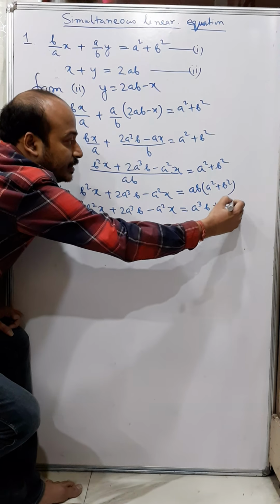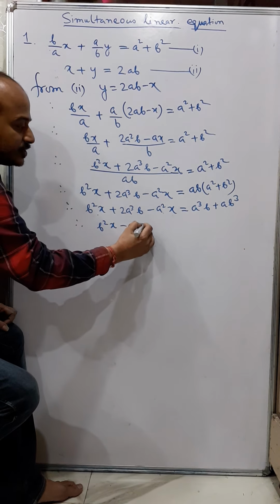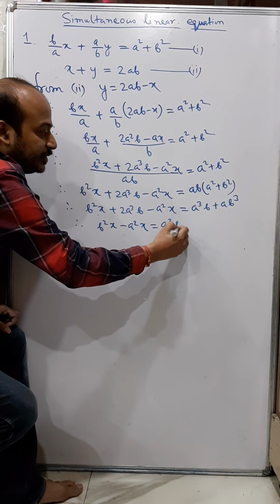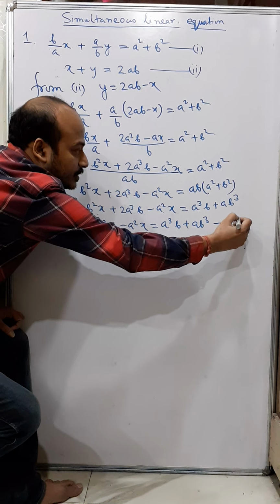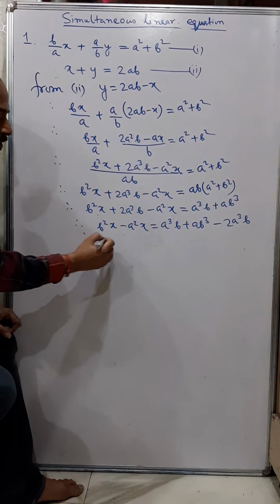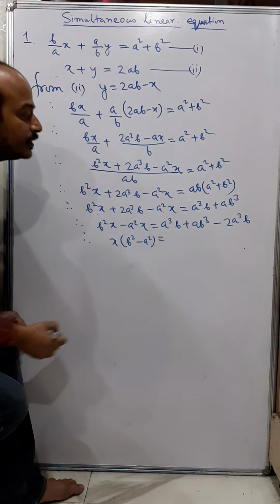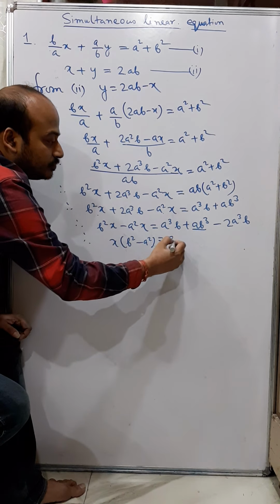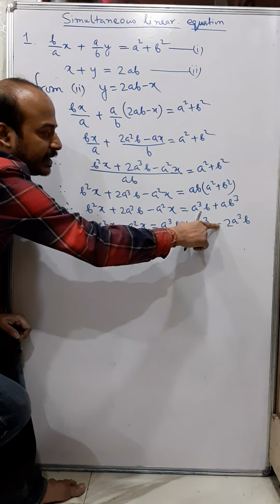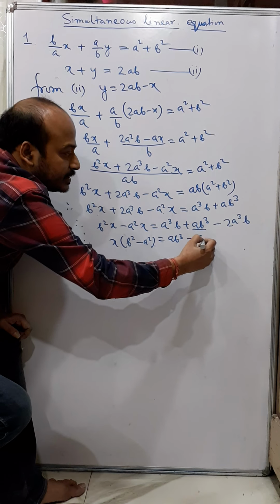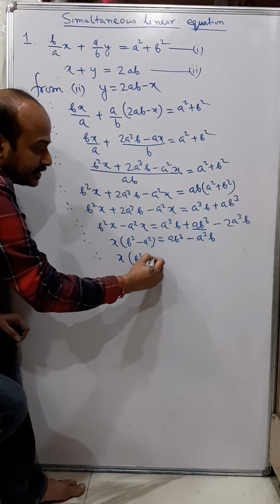Now keeping all x on one side and taking the others on the other side, we get b square x minus a square x, a cube b plus ab cube, and then minus 2a cube b. We can take x common here. We get b square minus a square. Now if you see here, this is ab cube and then plus a cube b minus 2a cube b, we get minus a cube b. And then I get x, we get b square minus a square.